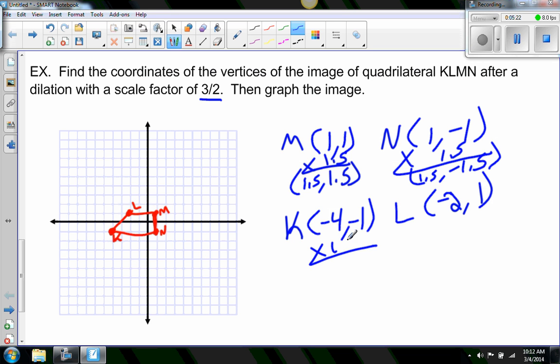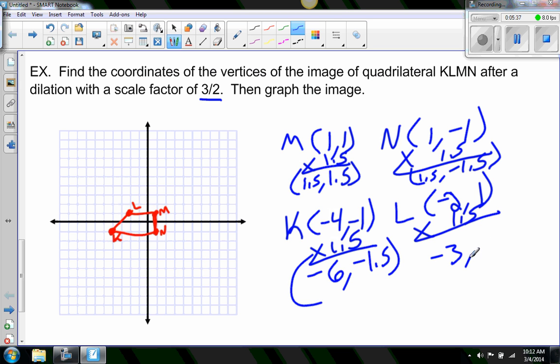And I'm going to take these times 1.5, and these times 1.5. So 4 times 1.5 would be 6, so it would be negative 6, and then negative 1.5. 2 times 1.5 would be 3, so negative 3 and 1.5.